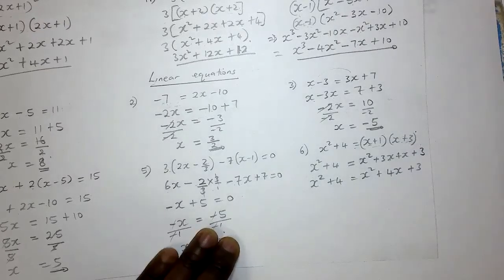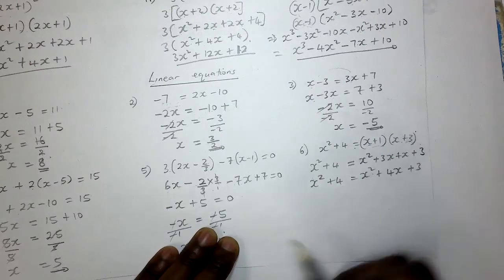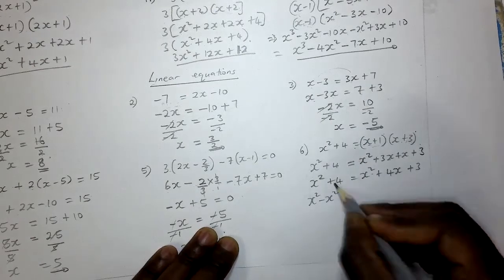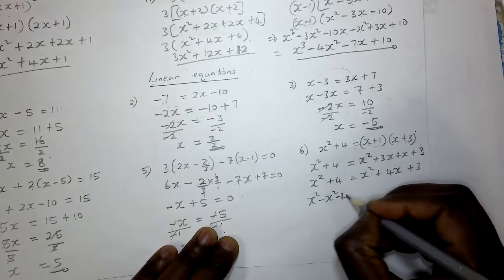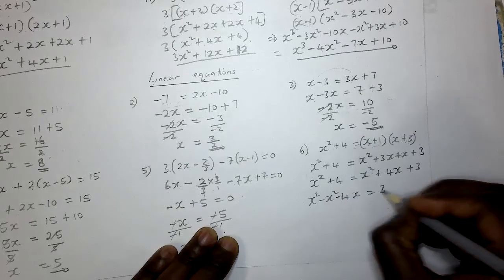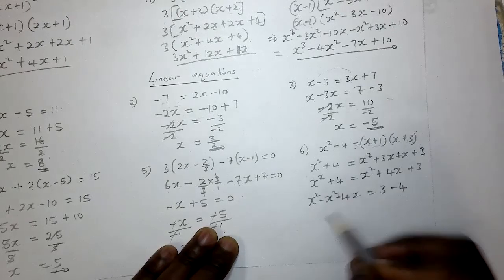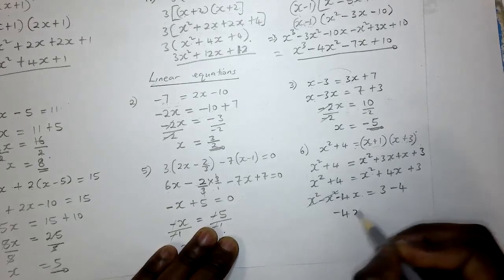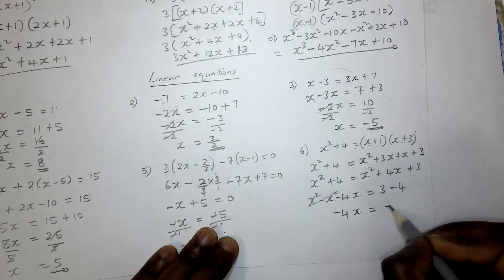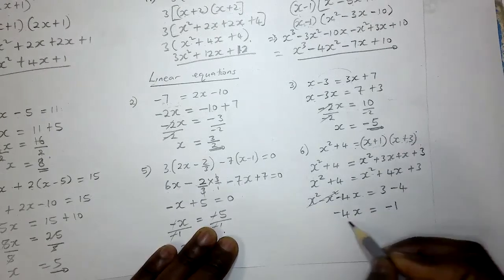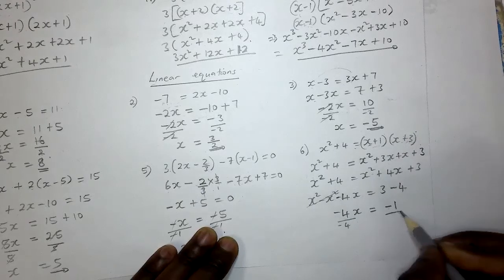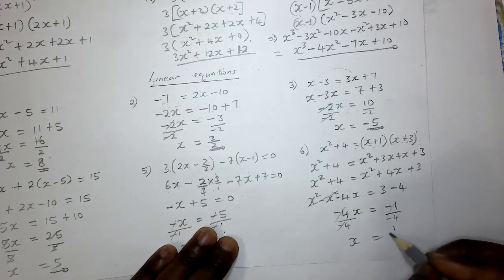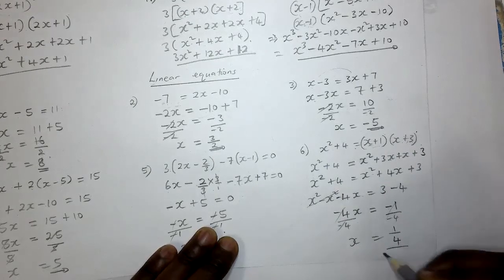Now, can we see what we're having now? Let's deal with the like terms here. x squared minus x squared. Let's bring the x there, minus 4x is equal to 3 minus 4. Then what do we have here? x squared cancels. Minus 4x is equal to 3 minus 4, we're going to get minus 1. Then we divide both sides by negative 4, but remember, your negative cancels. x is going to be equal to 1 over 4. That becomes our final answer then.